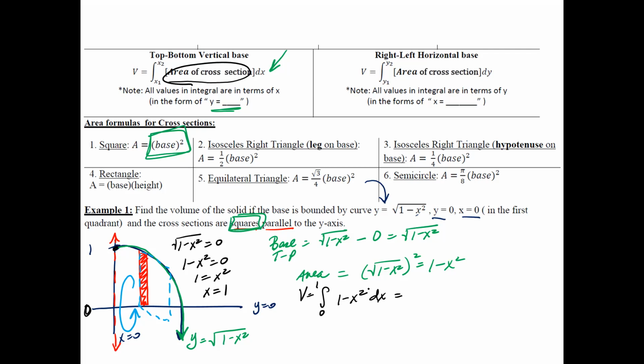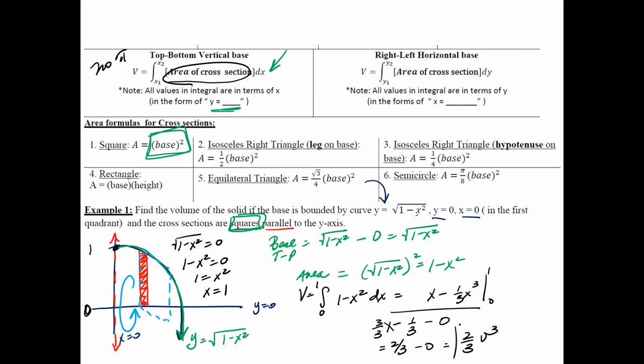So then let's evaluate this integral. We have x minus 1/3 x cubed evaluated from 0 to 1. Your upper bound is just 1 minus 1/3, which is 3/3 minus 1/3, which is 2/3. Minus the lower bound, which is just 0. So my answer is 2/3. Notice there's no pi, unit cubed.